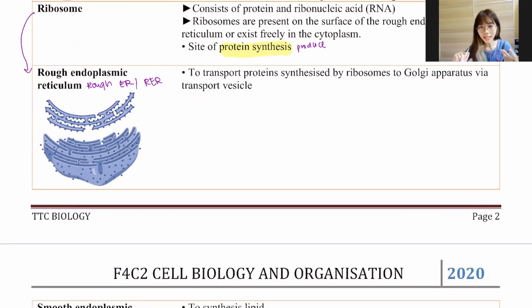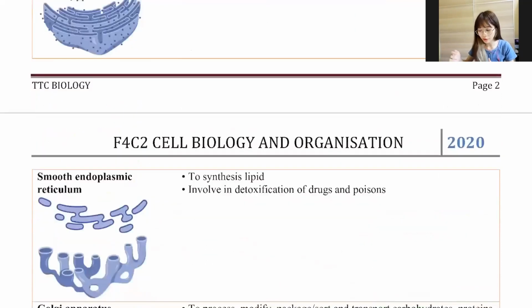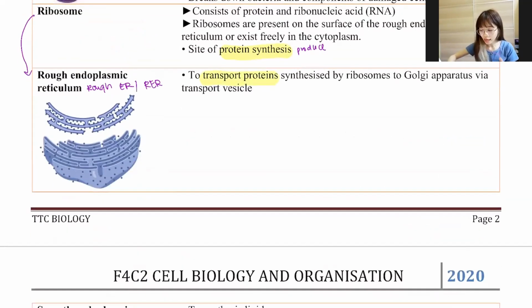So what is the function of the rough ER? Just now we learned that the ribosome produces protein, right? So the rough ER transports protein from where to where? They will transport protein from the rough ER to the Golgi apparatus. Later we will learn about the Golgi apparatus.